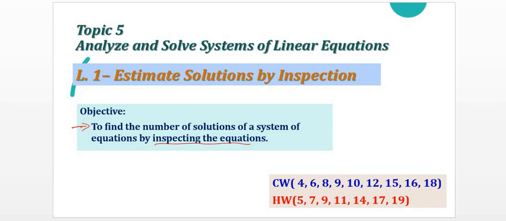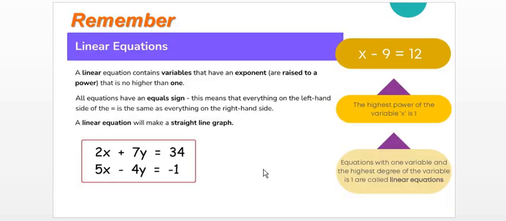Before I start the lesson, quickly let's see what a linear equation is. A linear equation with one variable looks like this. It means that the highest power for the variable is always 1. And if you draw such an equation on the graph paper, it will give you a straight line. A linear equation contains variables that are raised to a power no higher than 1.